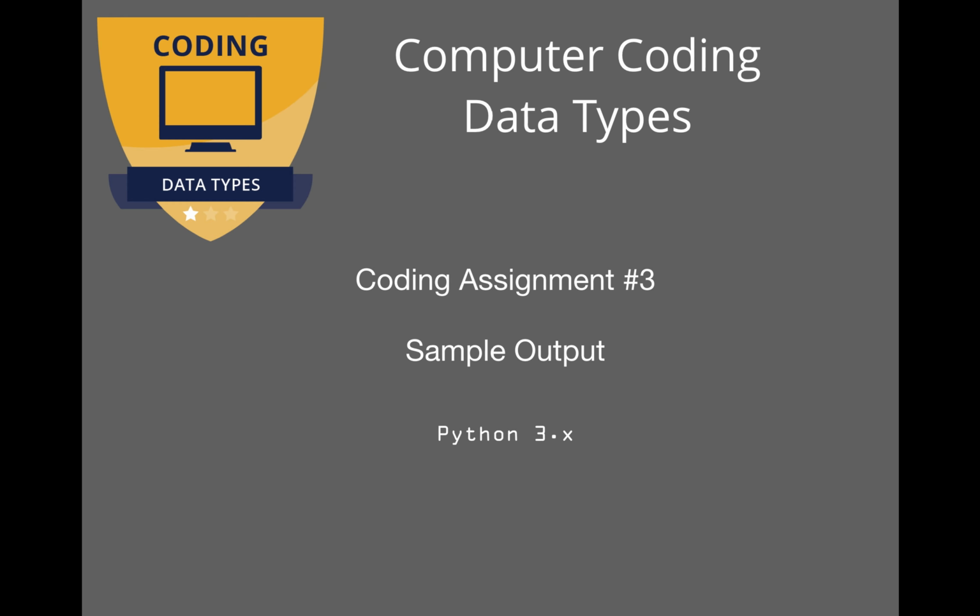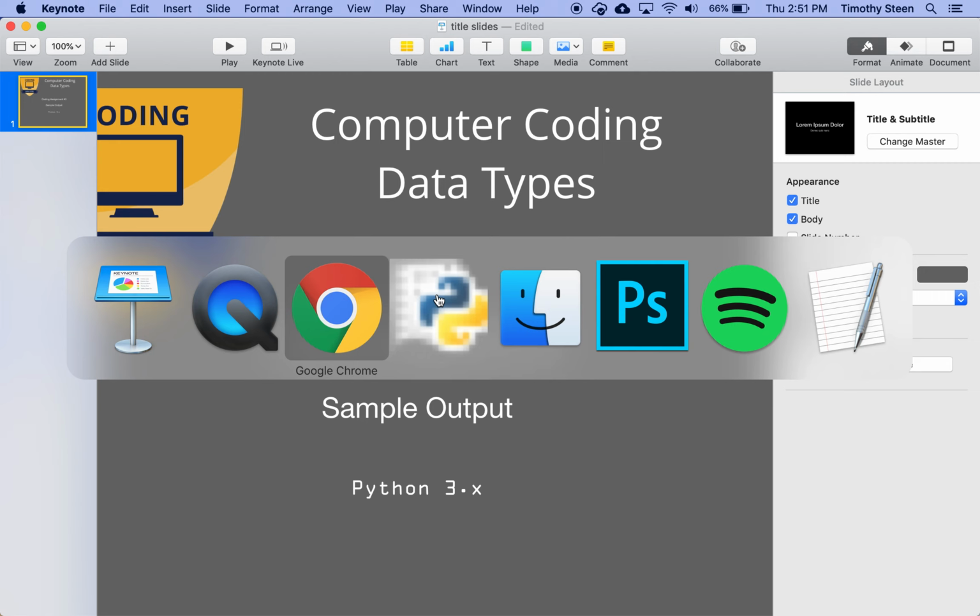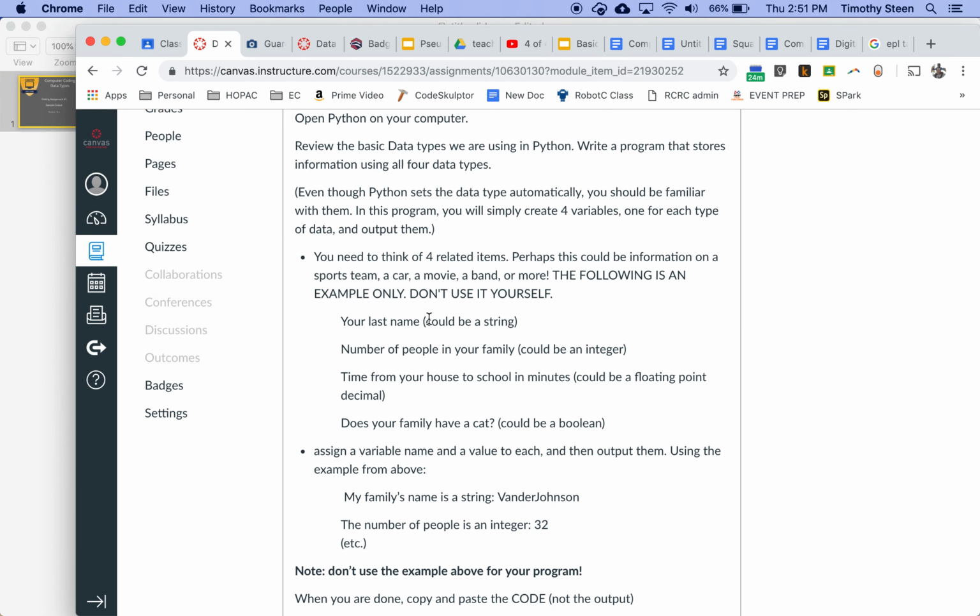Hey there, we're looking at coding assignment number 3 for the first data types level 1 badge. And this is one where the sample output and my explanation becomes really important because people get confused by what I'm trying to say in this one. Turns out it's a really simple thing that I have a hard time explaining simply.